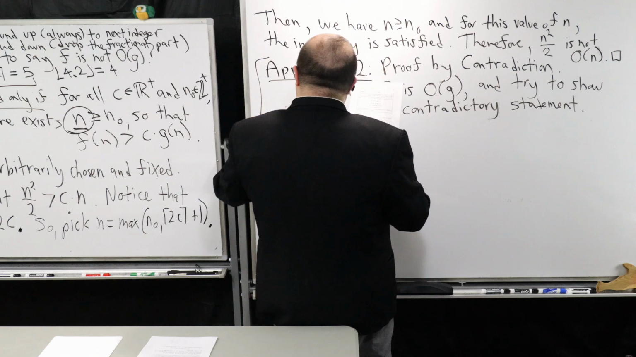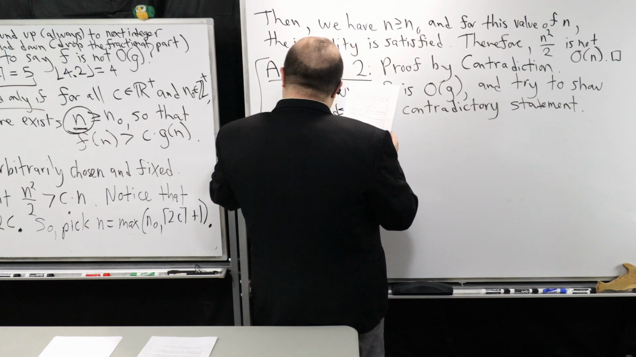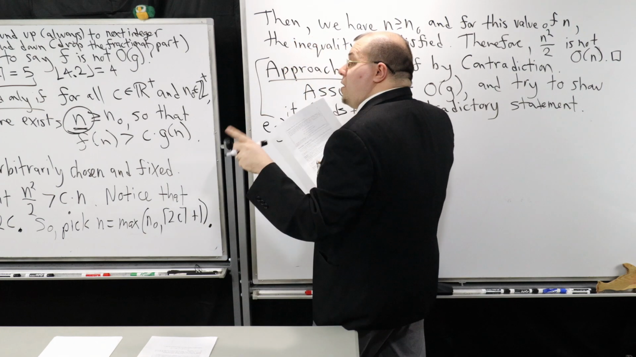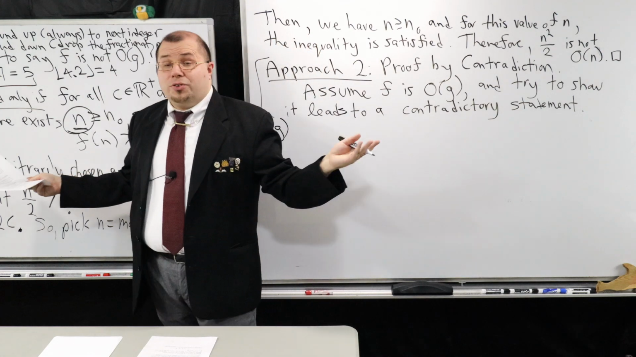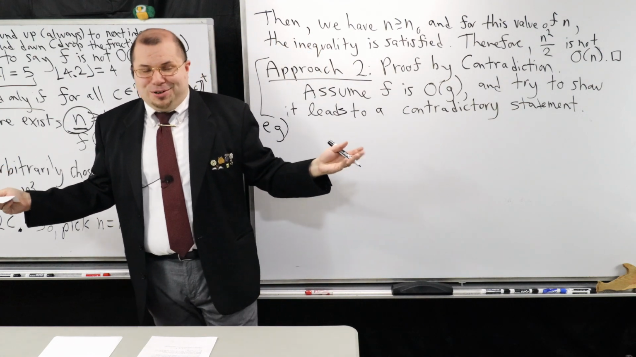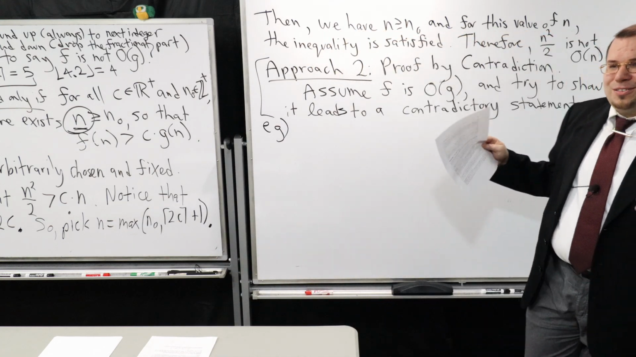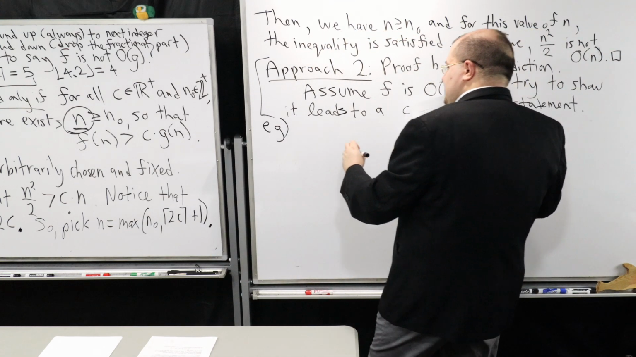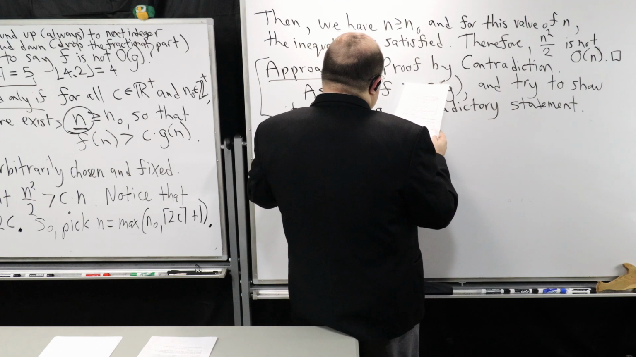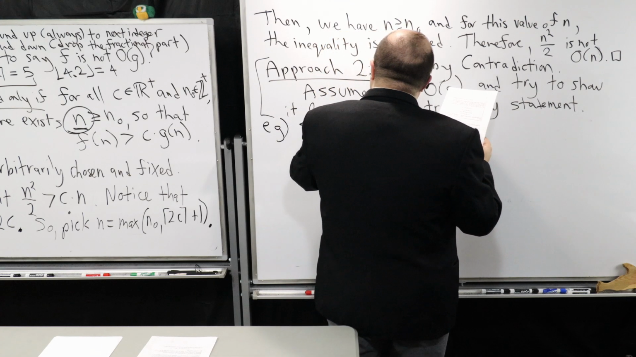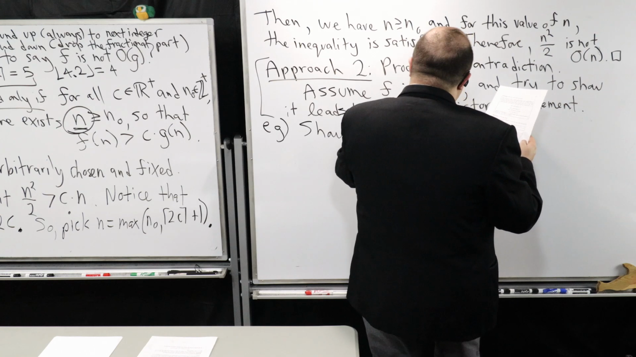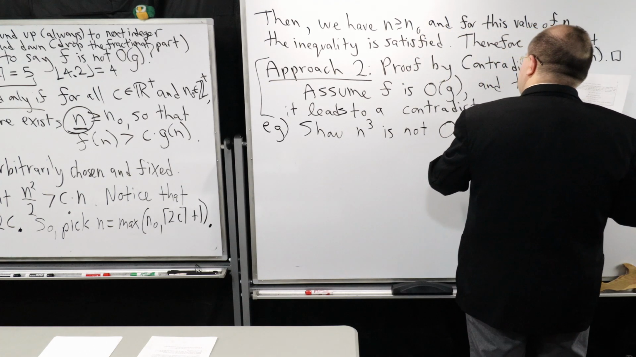So I'm going to show you with an example. And like I said, if you're working on the assignment, you could use either of these approaches. I don't care which one you prefer. If you prefer the direct approach or this one, either one's perfectly fine. So here's an example. Let's show n cubed is not big O of n squared.